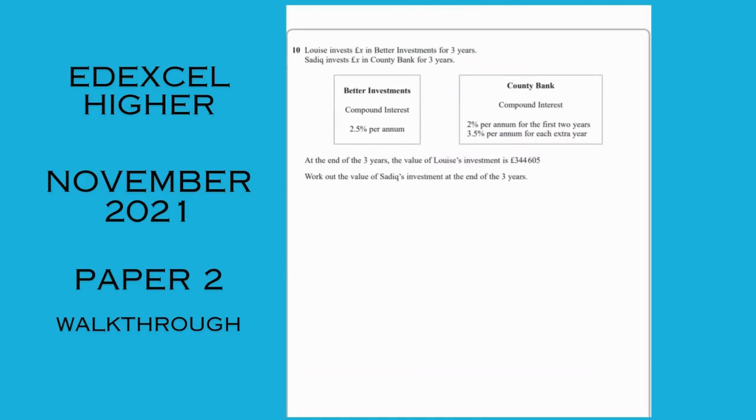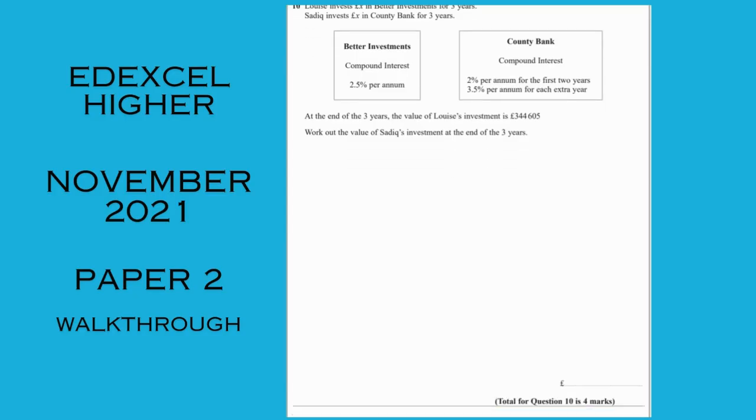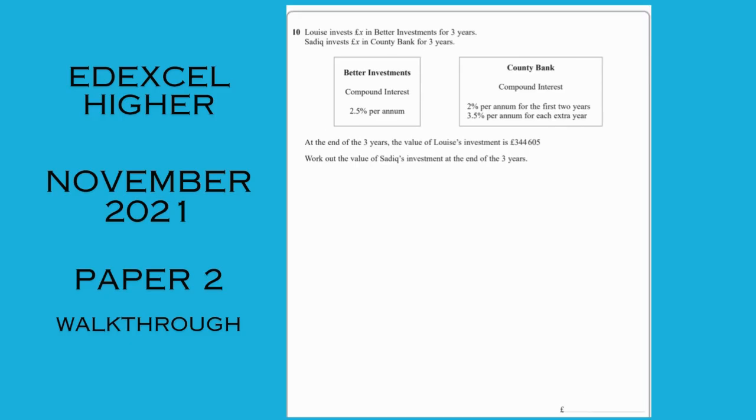Not worth your time. Number 10, calcs at the ready. So the key here is they invest the same amount, X. We don't know how much that is. So to work out Sadiq's investment, let's go to Sadiq. We'd need to know his amount, and we would be able to times it. He goes for Country Bank.